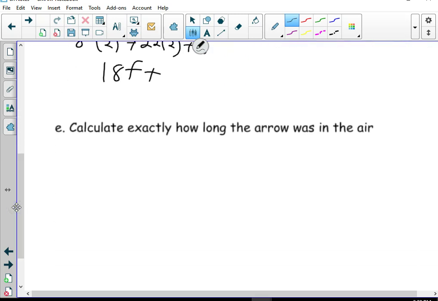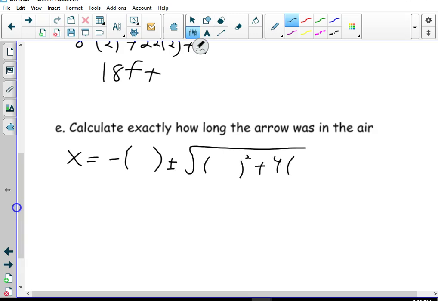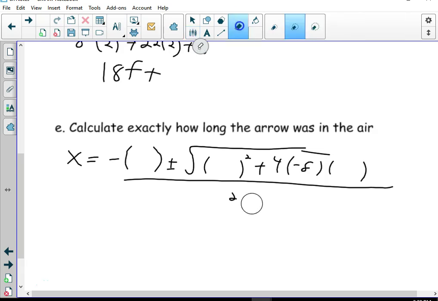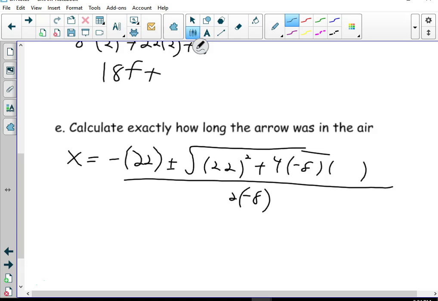To do this? No. How long it's in the air is how long until it hits the ground, right? So that's the quadratic equation again. Opposite of b plus or minus square root b squared minus 4ac all over 2a. What's my a? Negative 8. Again. Okay, what's my b? 22. And what's my c? 6 again. Okay, so let's crunch that.